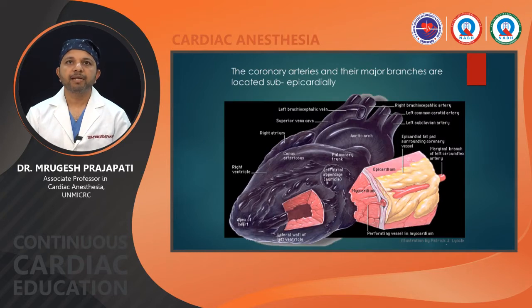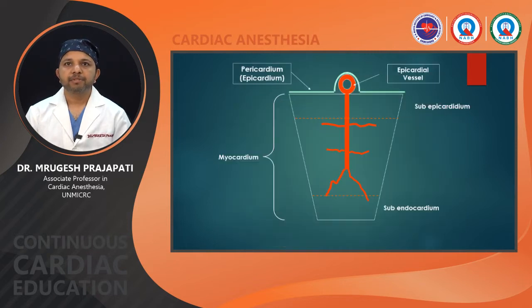The coronary arteries and their major branches are located epicardially and subepicardially. Then they give perforating branches, which run into the myocardium perpendicular to it, and during the contraction of the myocardium, these arteries get compressed and squeezed. So myocardial circulation or perfusion mainly happens during the diastole of the cardiac cycle.